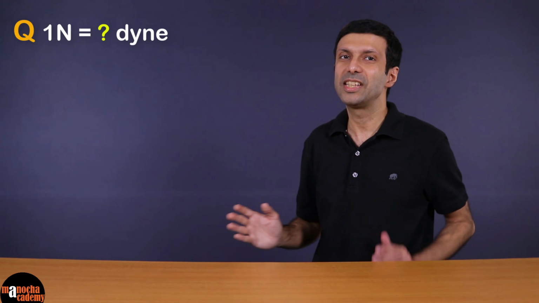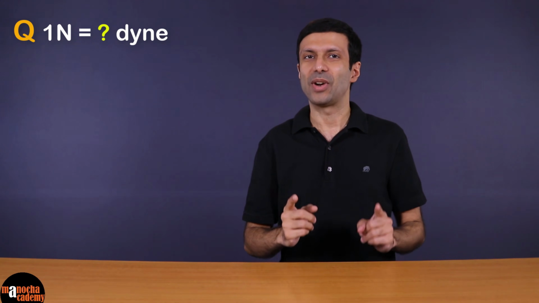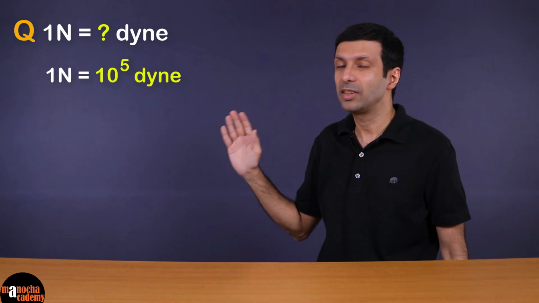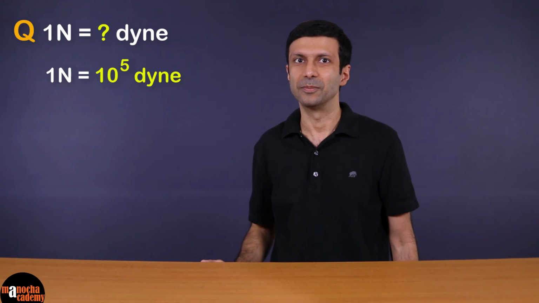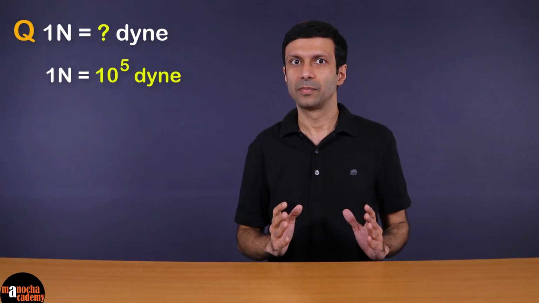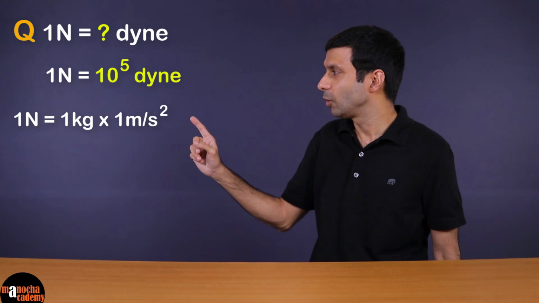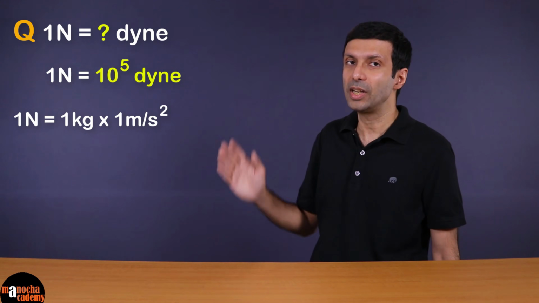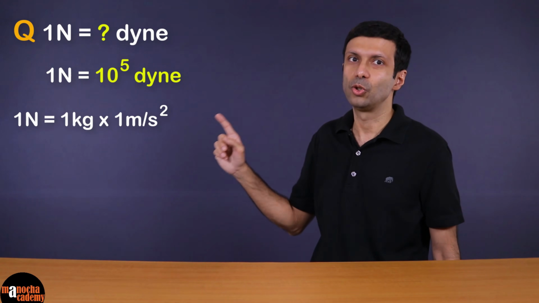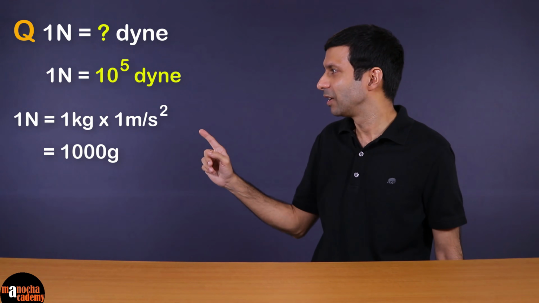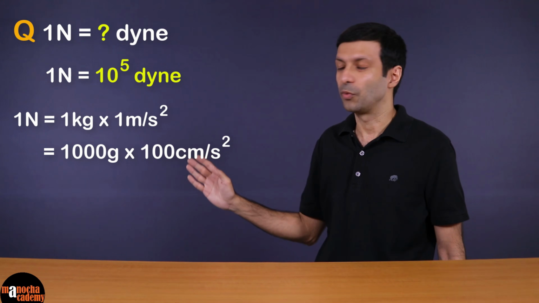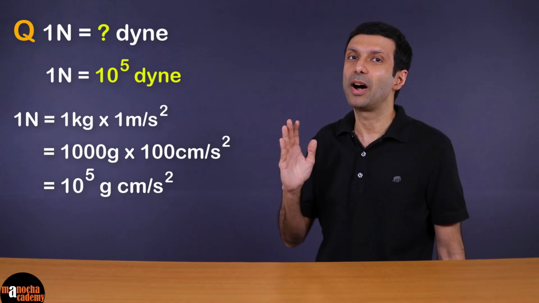Now let me ask you, 1 Newton is how many dyne? What is this unit conversion? That's right, 1 Newton equals 10 to the power 5 dyne. So that's 100,000 dyne or 1 lakh dyne. Now how do we get this unit conversion? It's pretty simple. You start with 1 Newton equals 1 kg into 1 meter per second square. Now since we want to convert to the CGS units, we need to convert 1 kg to grams. So that's 1000 grams. And 1 meter per second square is going to be 100 centimeter per second square. So if you multiply those numbers, you're going to get 10 to the power 5.